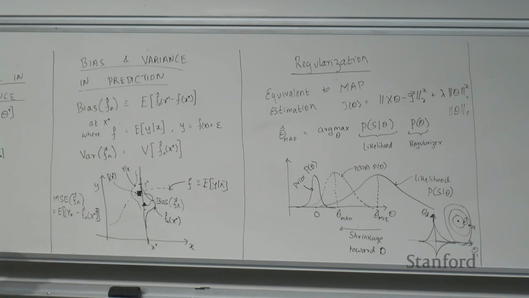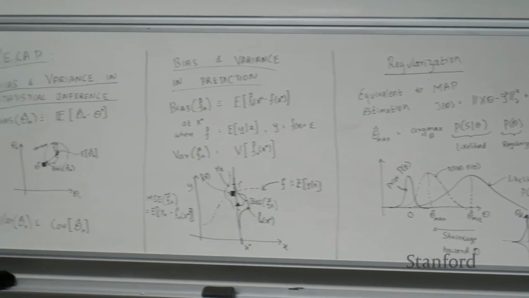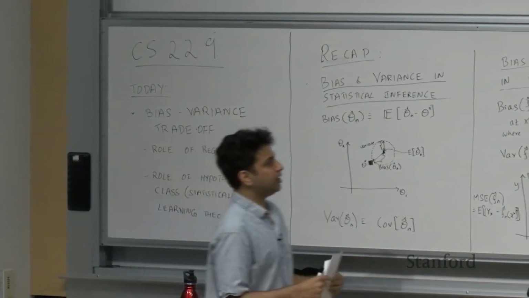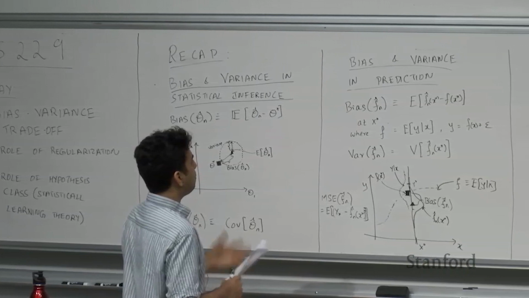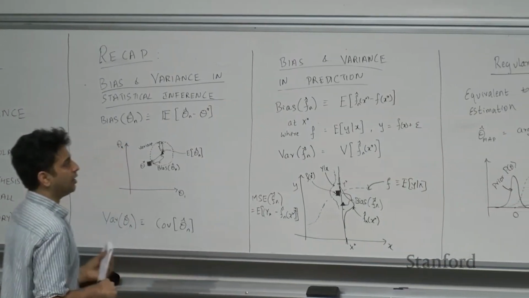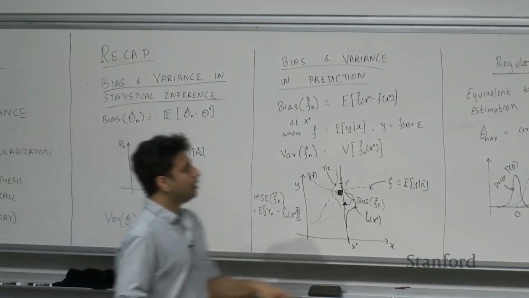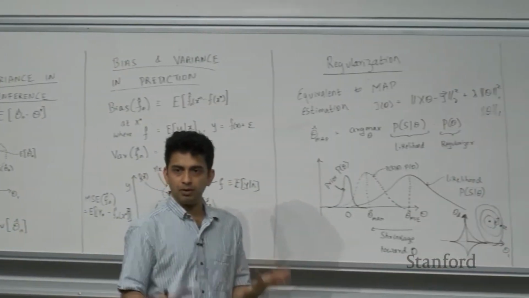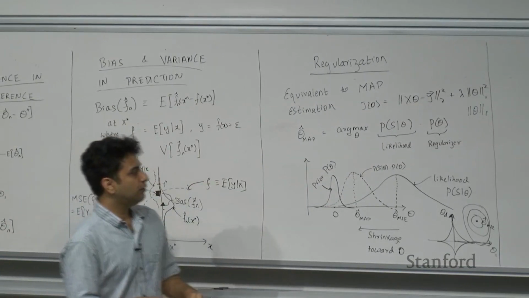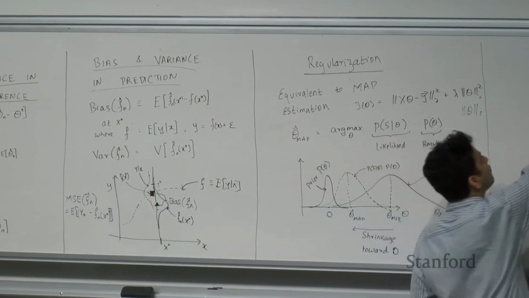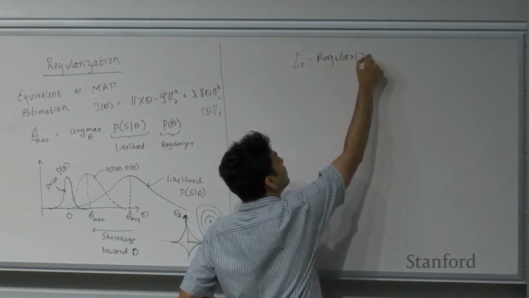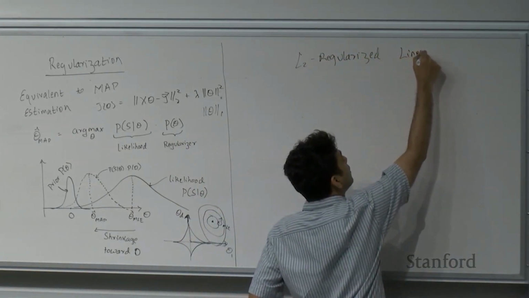All right, so moving on to today's topics. Today we're going to see that there is a trade-off between bias and variance, using two case studies. In one case study, we're going to see the role played by regularization and how it affects bias and variance, and we're going to use the case of L2 regularized linear regression.